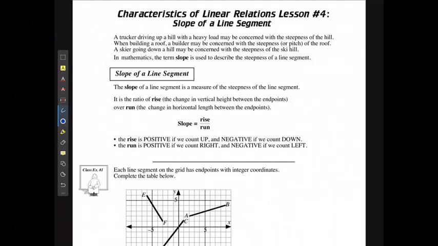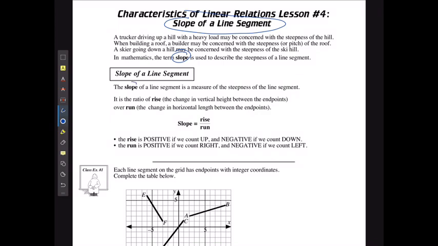Okay, so for this lesson, we're going to take a look at the slope of a line segment. Like it says, a trucker driving up a hill with a heavy load may be concerned with the steepness of the hill. When building a roof, a builder may be concerned with the steepness or pitch of the roof. A skier going down a hill may be concerned with the steepness of the ski hill. In mathematics, the term slope is used to describe the steepness of a line segment on a Cartesian plane.